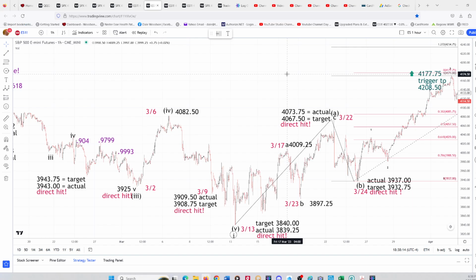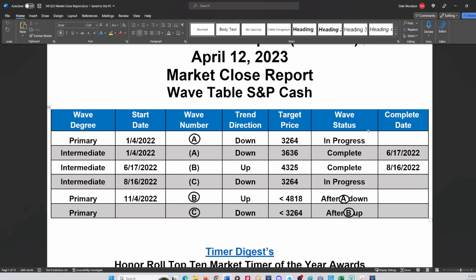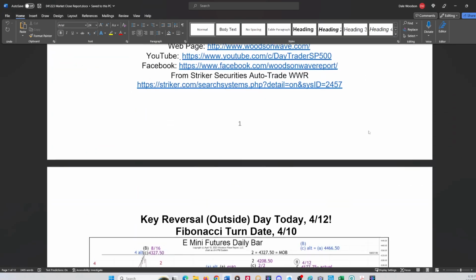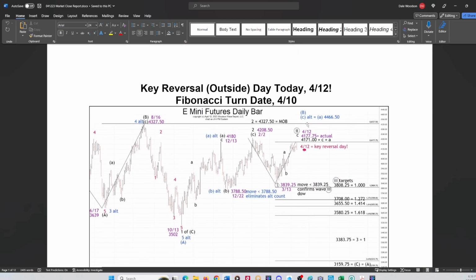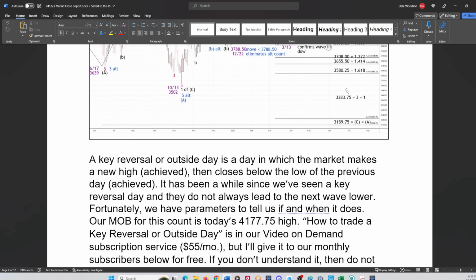I want to show you guys our market close report today. That's there, and I can get into the key reversal, okay? This is what we put out at the close. Key reversal outside day, it's called too. Today we had a turn date of 4:10, so it came 2 days after our turn date. But I'll just read out loud here.